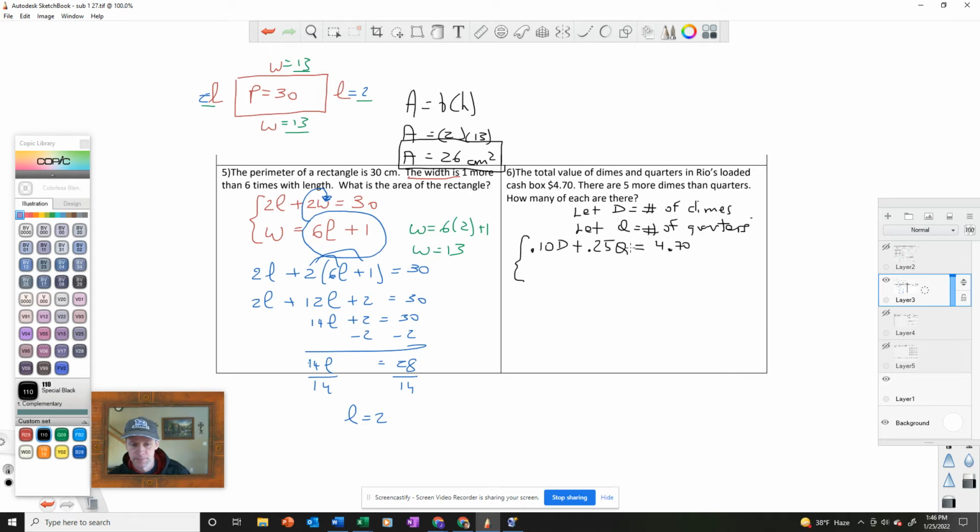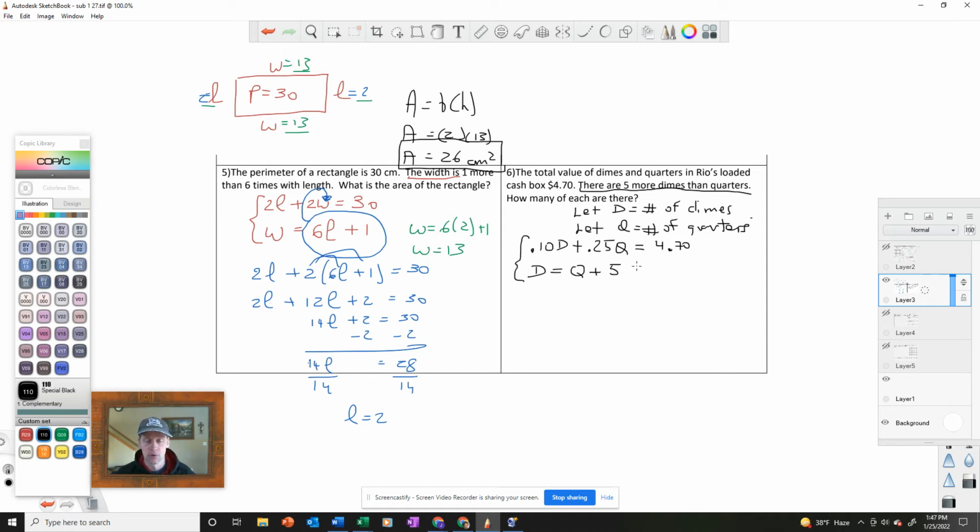All right. Now, the second equation says there are 5 more dimes than quarters. So there are more dimes than quarters. That means that, well, there's several ways we could write this if there are 5 more dimes than quarters. I'm going to put it this way. D equals Q plus 5. The reason I know that that is right is because there are more dimes than quarters.